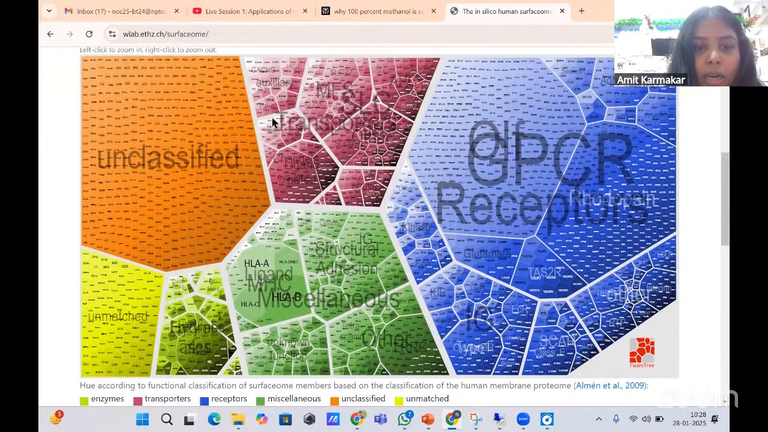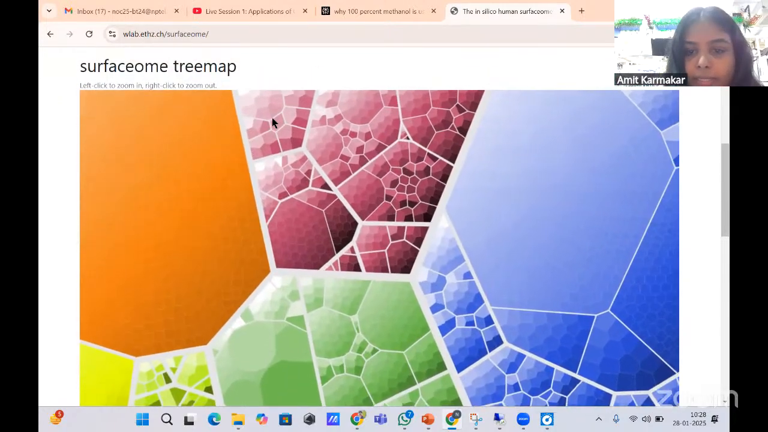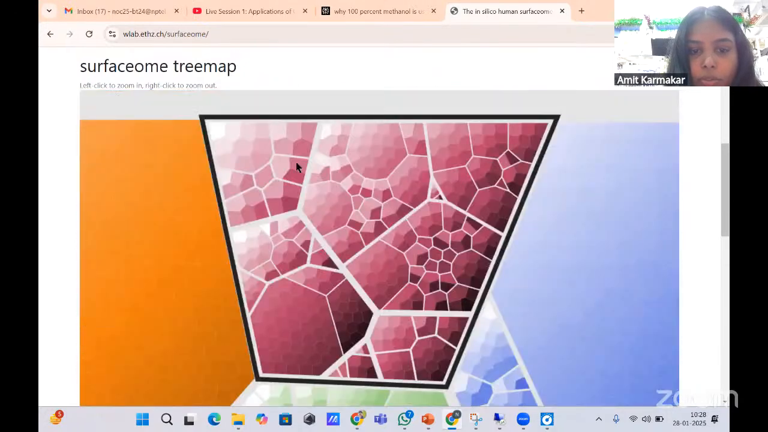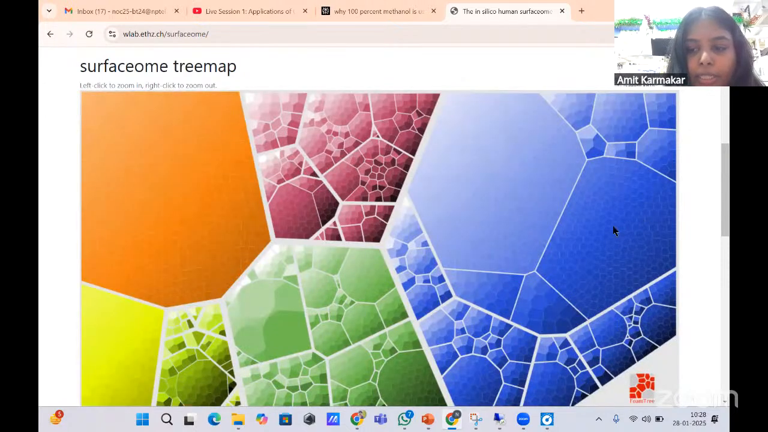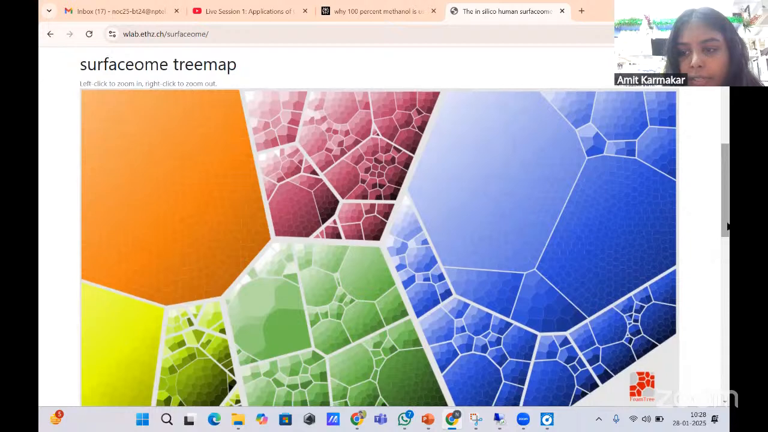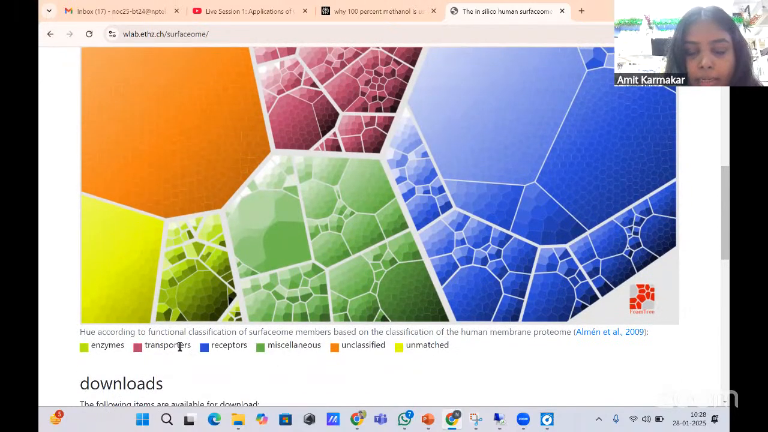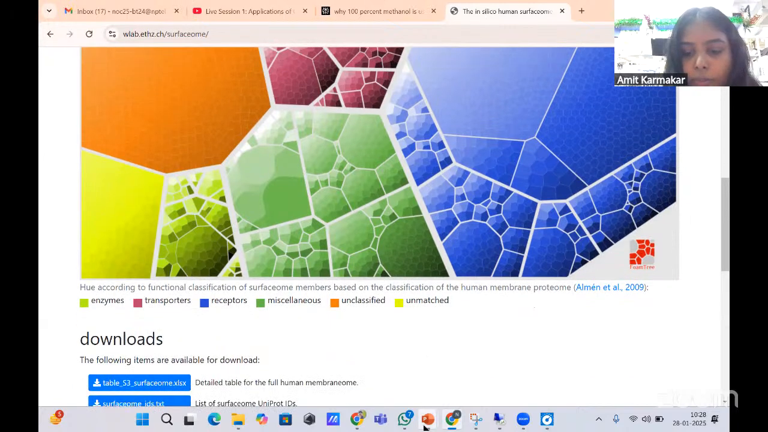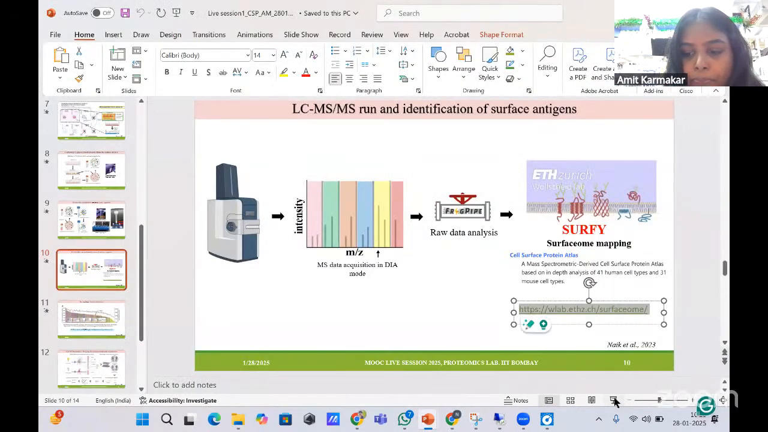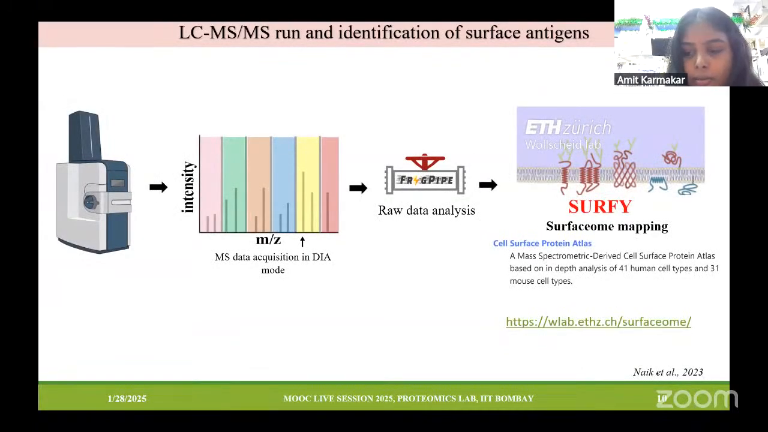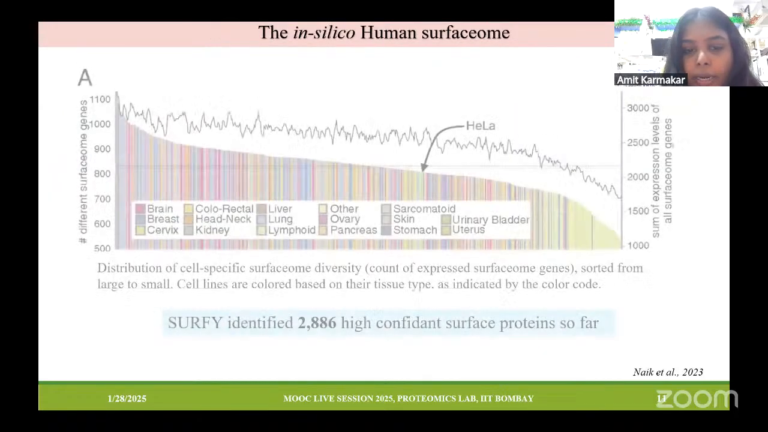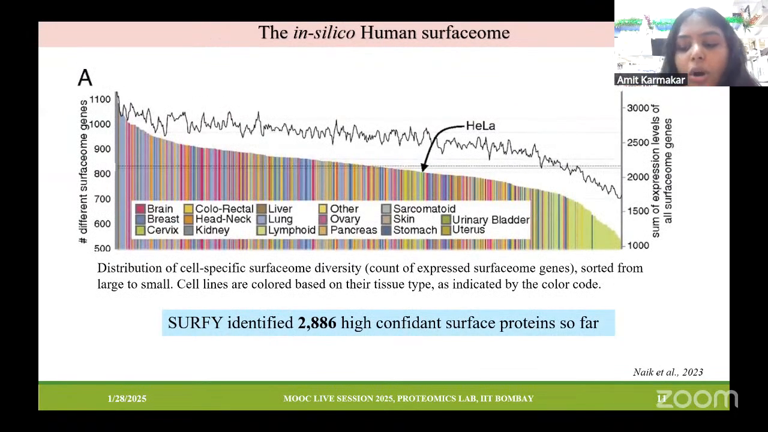And this entire image shows the currently available surface tree map. If you go closer, you will be able to see in each domain all the identified proteins are mapped. So color coding identifies different types of surface proteins. For example, the pink ones, the transporters, have been identified so far. The blue ones are the receptors, they have been identified so far, and so on. So basically, you map your raw data with this interface, and you identify what kind of proteins you have got from your study.